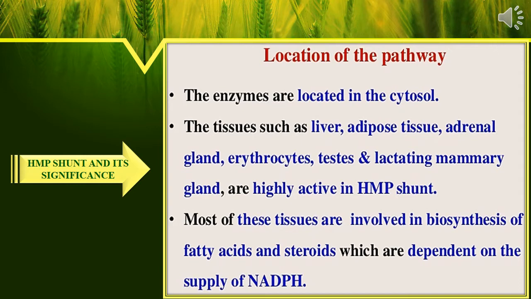NADPH is nothing but a coenzyme, nicotinamide adenine dinucleotide phosphate. This coenzyme is supplied by the HMP shunt pathway, and it is required for the biosynthesis of fatty acids and steroids in the mentioned tissues like liver, adipose tissue, adrenal gland, erythrocytes, testes and lactating mammary glands.